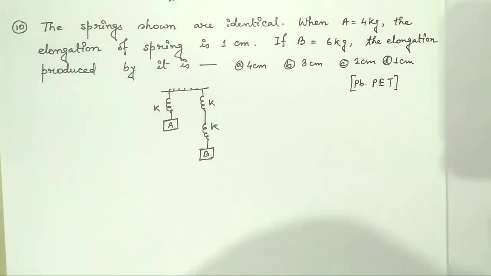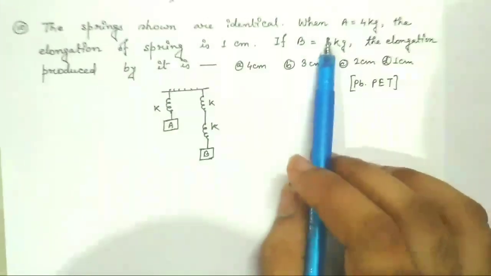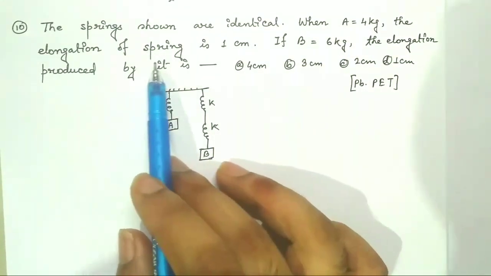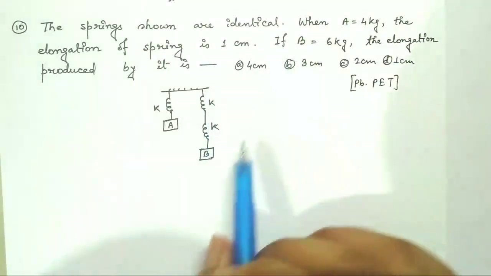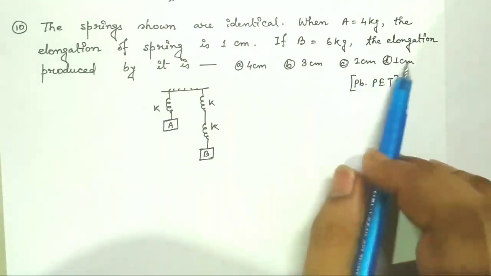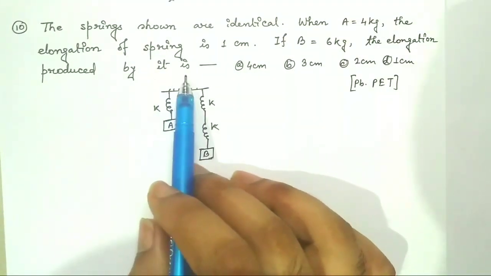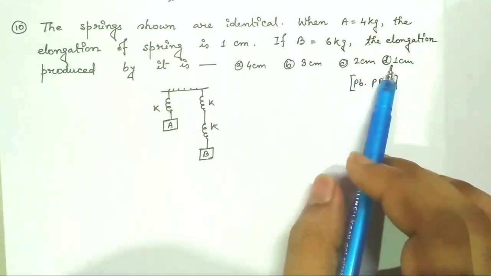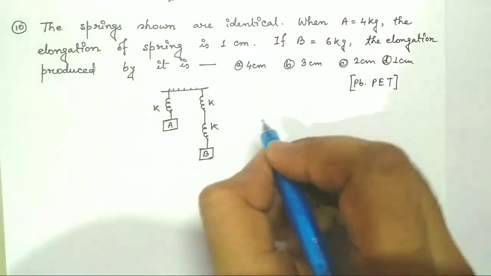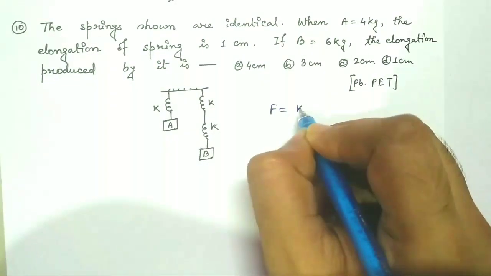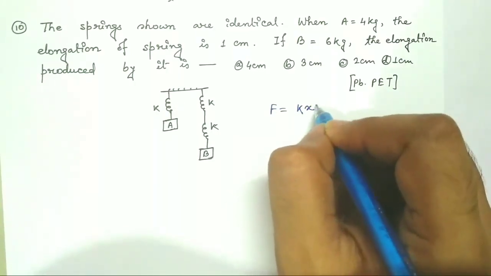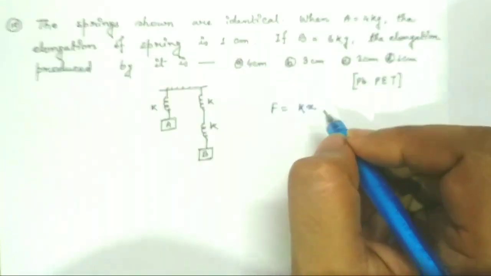Today's last question. Question number 10. The springs shown are identical. When A is 4 kg, the elongation of the spring is 1 cm. If B is 6 kg, the elongation produced by it is, 4 options: 4 cm or 3 cm or 2 cm or 1 cm. We know the force is given by F equal to K into X, where K is the force constant of the spring and X is the amount of elongation.